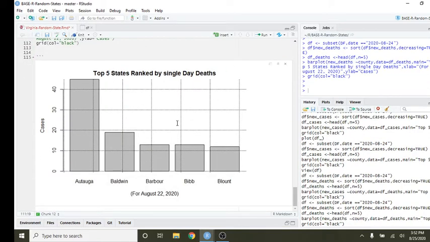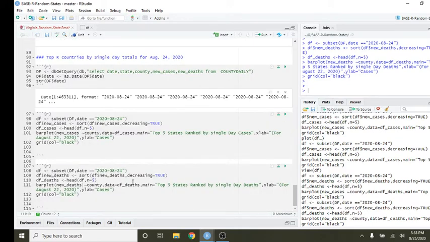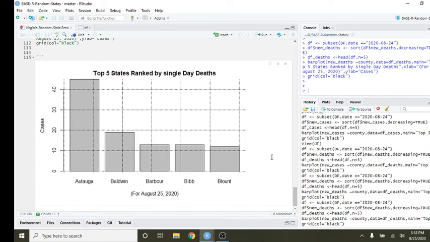Okay, well, interesting enough, the same five states are ranked highest as far as daily deaths for the 24th. Let's change. You can see Autauga definitely is the leader of the pack with about 50 cases as of the 24th, while Baldwin, Barbour, Bibb, and Blount are less than half of Autauga's county.